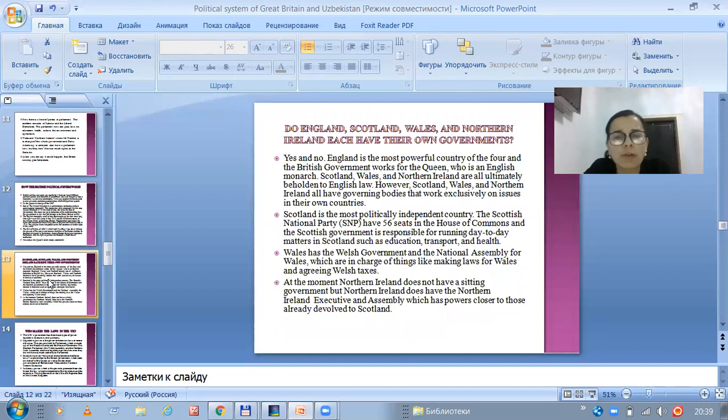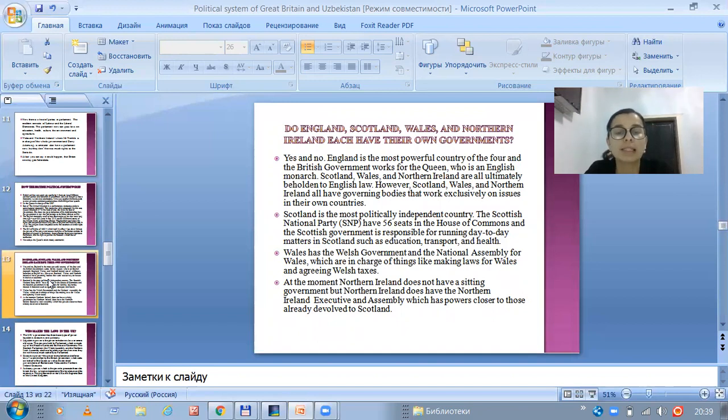Do England, Scotland, Wales, and Northern Ireland each have their own governments? Yes and no. Why? England is the most powerful country of the four, and the British government works for the Queen, who is an English monarch. Scotland, Wales, and Northern Ireland are all ultimately beholden to English law. However, Scotland, Wales, and Northern Ireland all have governing bodies that work exclusively on issues in their own countries.